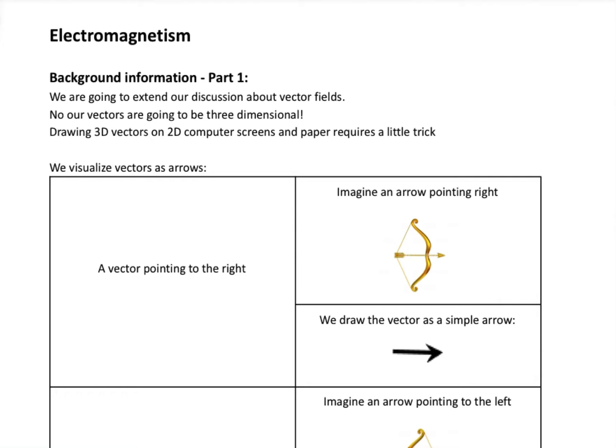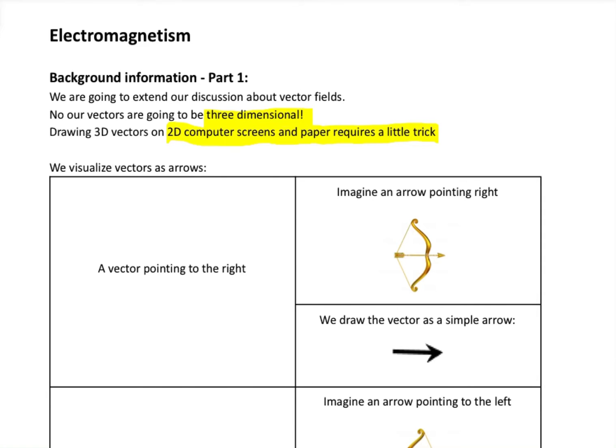Okay, first thing, as we start this new topic, electromagnetism, we're going to have to draw these vector fields, but in 3 dimensions. That's going to be tricky when we're working on 2-dimensional computer screens and 2-dimensional paper. There is a little trick to it. I'm going to teach you the trick. First, really simple, we're going to backtrack.